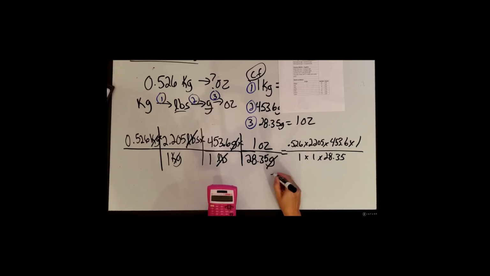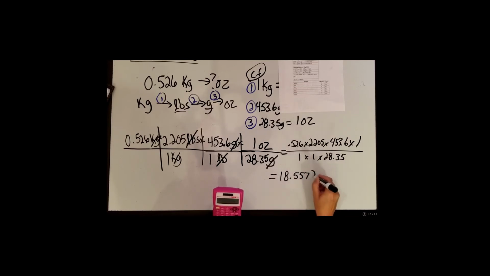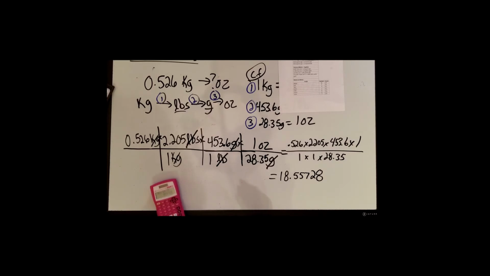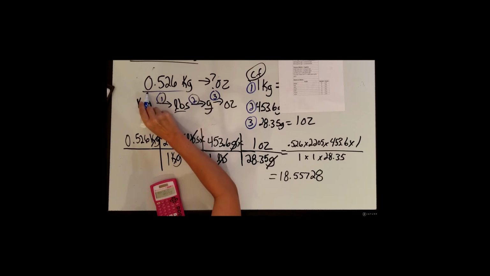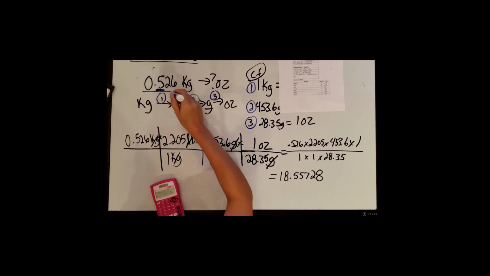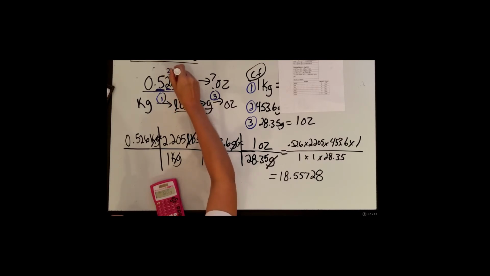All right, so I'm getting 18.55728. Okay, but I don't want all of those numbers. I want just the significant ones. So to figure that out, I'm going way back up here at our original number. This first 0 does not count. We can't start counting till we get to our first non-zero number, which is the 5. The 2 also counts, and the 6 counts. So we have 3 this time.